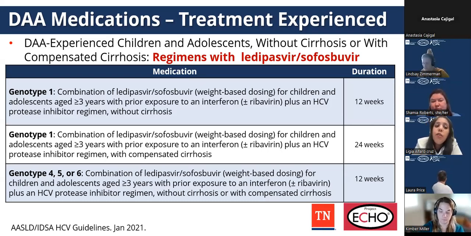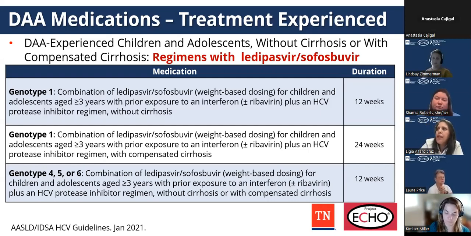But you're going to see the difference between treating a patient that has had treatment before, which is only going to be 12 weeks, but if that patient has compensated cirrhosis, the length of the treatment goes to 24 weeks. And when we're talking about genotypes 4, 5, or 6, it doesn't matter whether without cirrhosis or with compensated cirrhosis, the total time we're going to use to treat that patient is 12 weeks. Next slide, please.